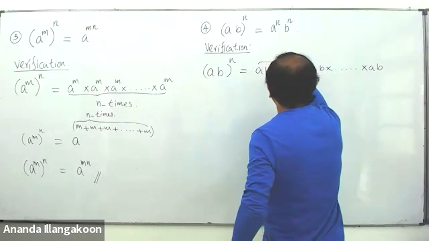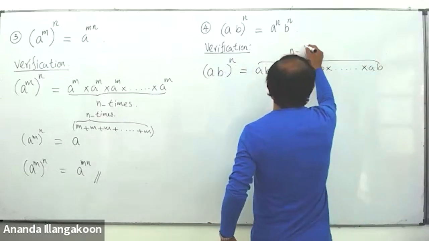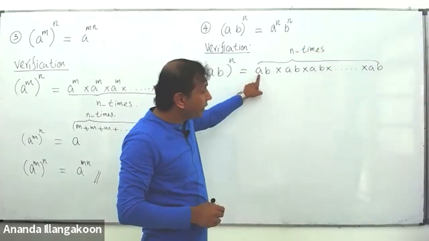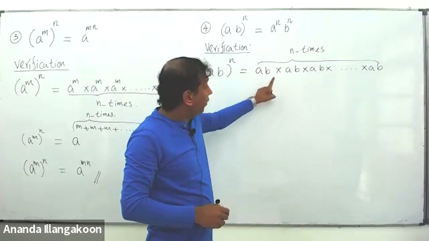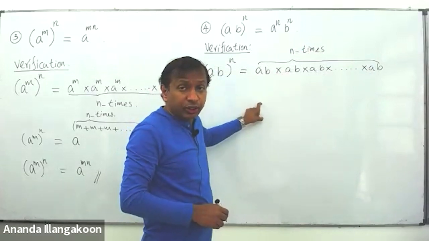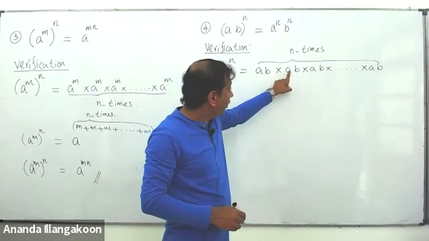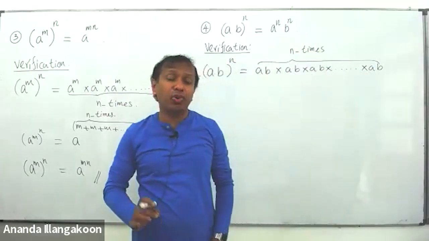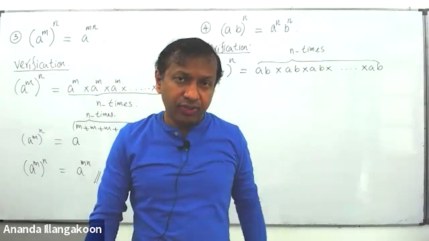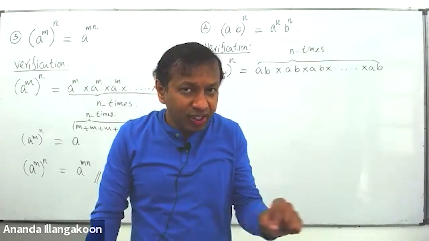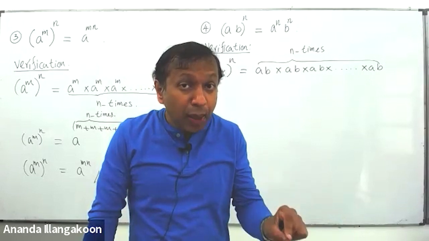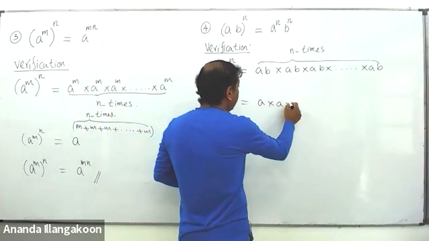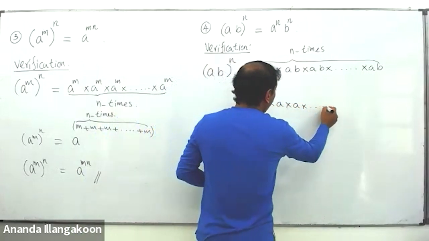Right, here we have n times. Then from each term, I write the A together. Since there are n number of AB terms here, when we take A from each, finally we will get in the line n number of A letters. A here, A here, A here, and so on up to A here.